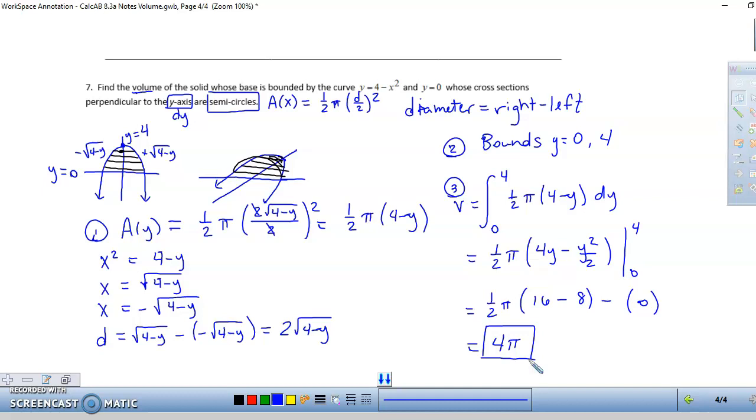So there's an example doing dy with semicircles. See you soon.